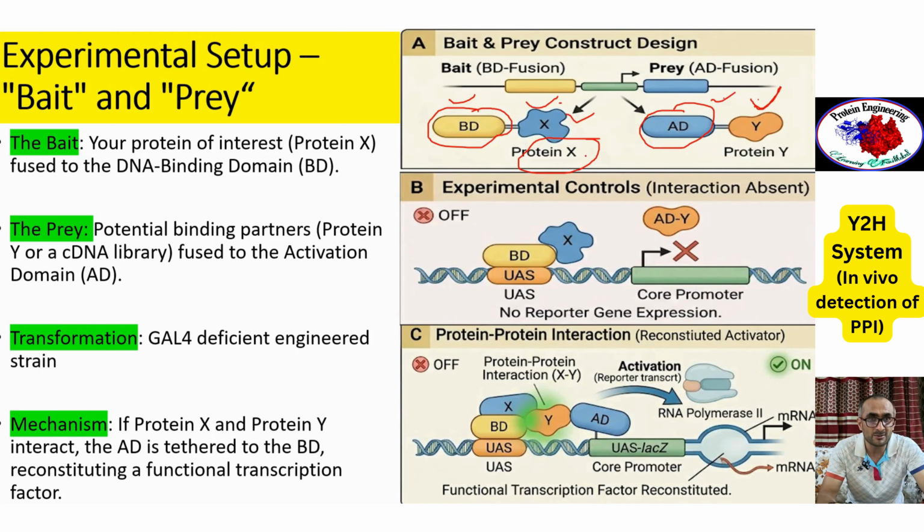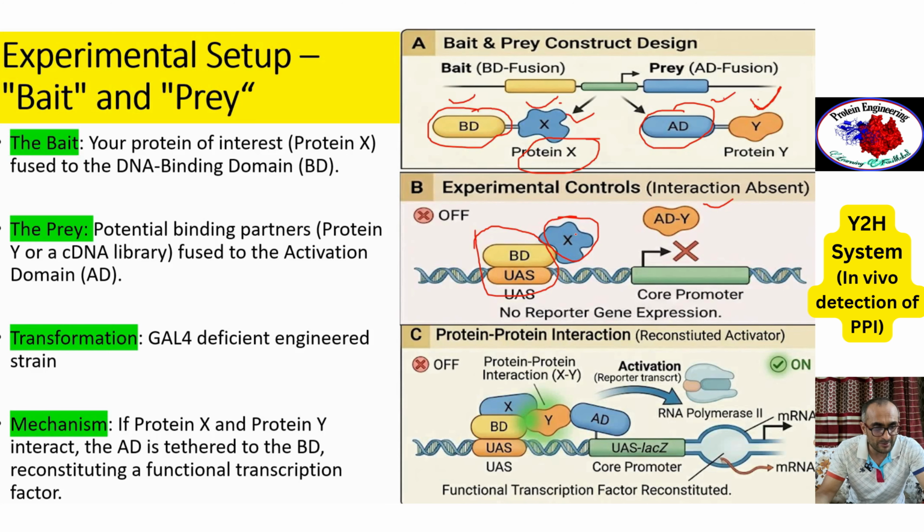So these two vectors are transformed inside each cell, and inside each cell, if there is no interaction between X and Y, you see here the BD domain anyway will bind to the UAS sequence of the promoter region. And when the BD domain binds, X is of course linked to the BD domain in the protein, because those vectors you have transformed in the Saccharomyces cerevisiae are translated into the protein product. So you have BD protein fused with the X protein, and AD protein fused with the Y protein, expressing in the same cell of Saccharomyces cerevisiae.